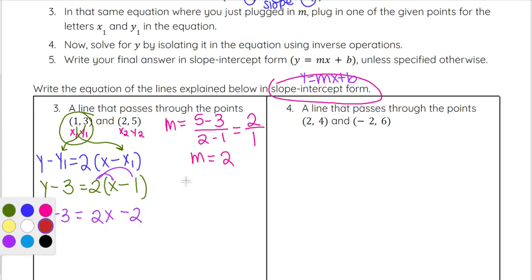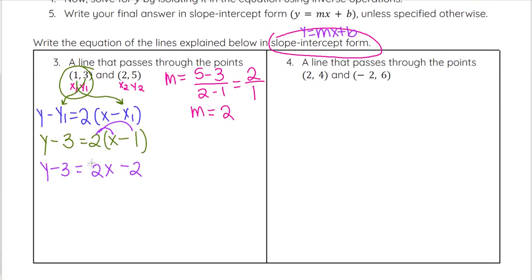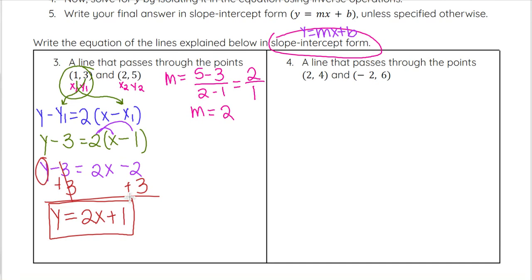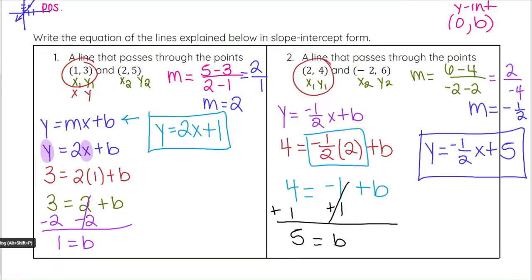Now, the next and final thing is that we are going to go ahead and get y by itself, and we do that by adding 3 to both sides. So when we do that, we have y equals 2x plus 1, and that is the equation that we ended up with. Now, you'll notice that this has fewer steps than when we worked with the last one.